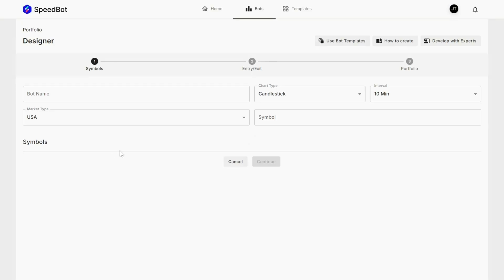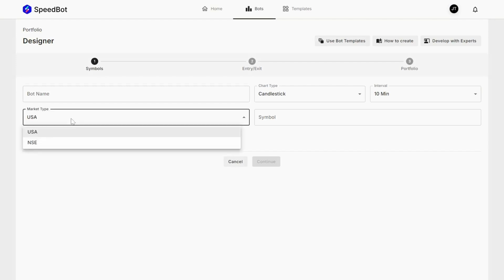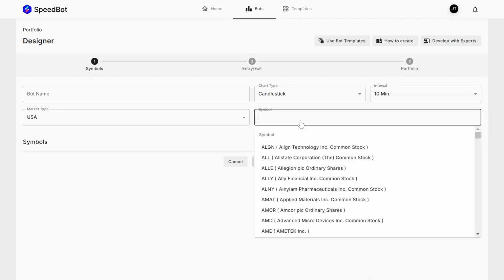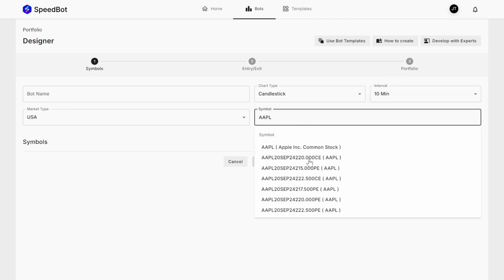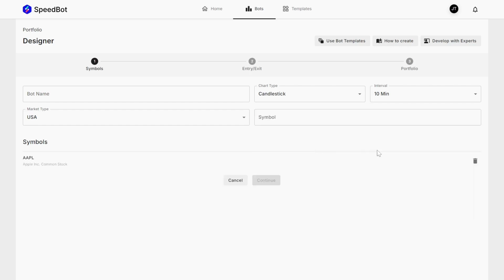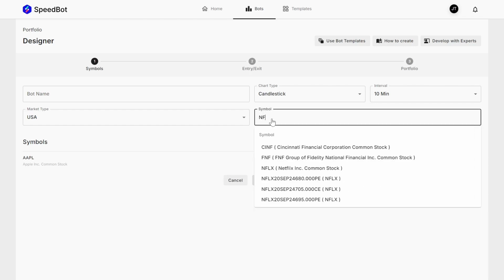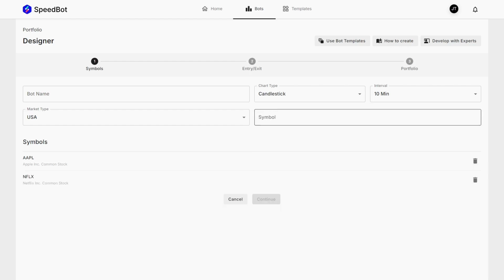Let's first go with the equity bot segment. So over here, I'll select the market type as USA, whatever candle interval I would like to define. And over here, let's say if I want to check the entry conditions for Apple, if I want to create a bot in Apple, then that is possible. Maybe Netflix. That's how I can add as many symbols as I want. So currently we support 800 plus symbols, nearly 1000 symbols for the equity segment in US markets.